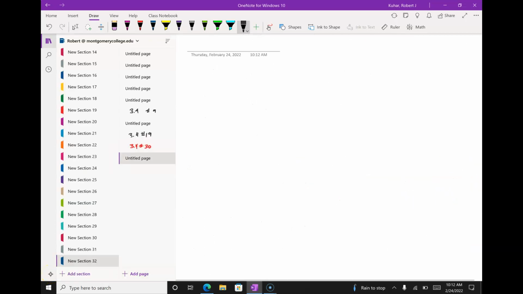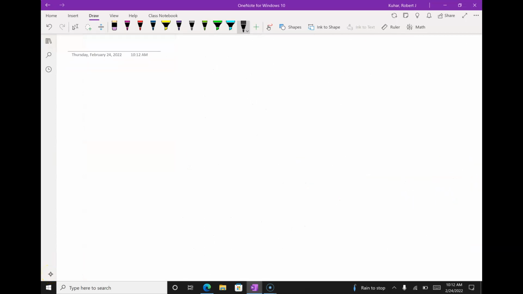So what we're talking about today is section 5.5, implicit differentiation. So I'm taking derivatives of functions that I can't see.